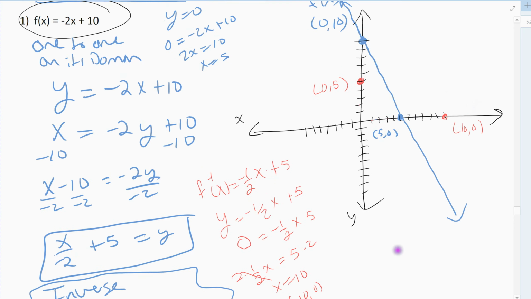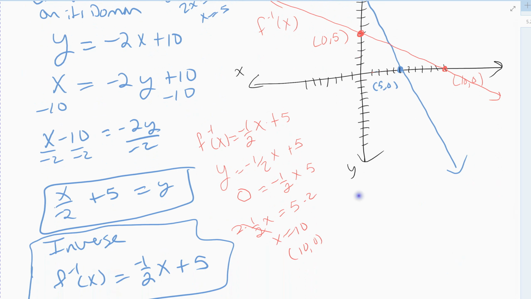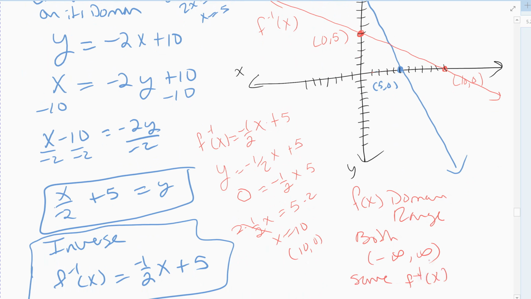Which it should, right? In order for these two lines to be inverses, whenever I have a point on my original, the opposite of it should be on my inverse, and so that is the inverse. It does check. So the graph is sort of the way to check it. Right, f of x and its inverse, and domain and range. So I've graphed it. I found the inverse, and so f of x's domain and range are both negative infinity to infinity. The same for the inverse. Right, they're both lines. And so there's an example of finding an inverse.